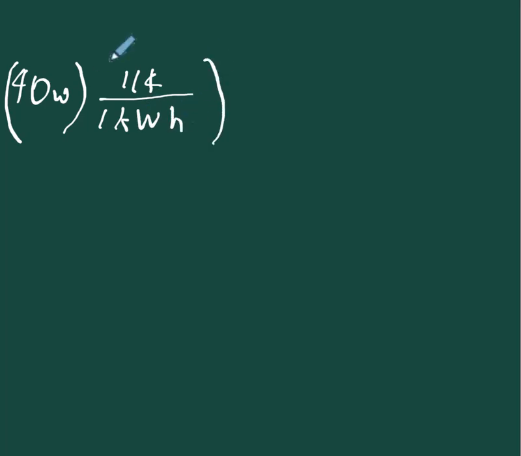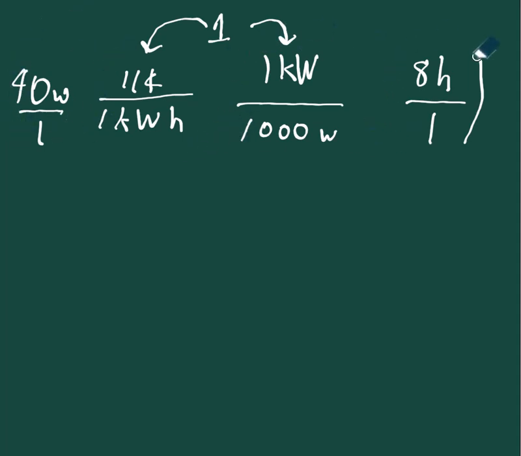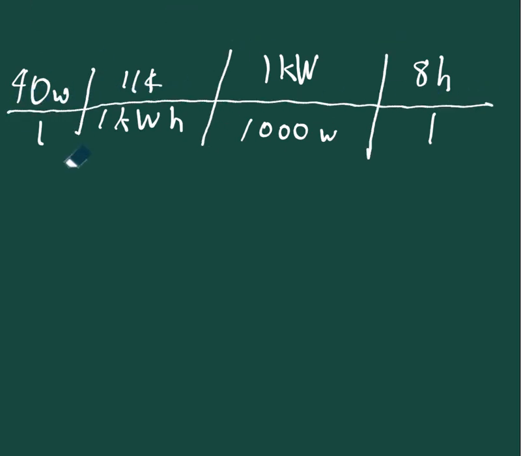So, 40 watts times 11 cents per 1 kilowatt hour times 1 kilowatt hour over 1,000 watts times 8 hours. Note that the second fraction is equal to 1, as is the third. Typically, we write this as a table. You can see this is just 4 fractions being multiplied together. We start by dividing the numerator and denominator by the same units, a process commonly referred to as canceling.